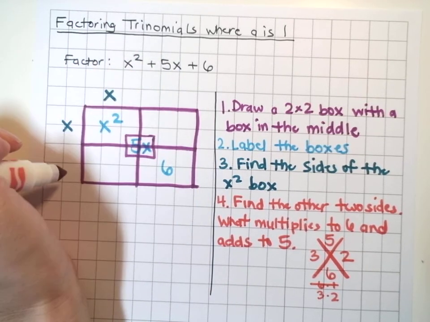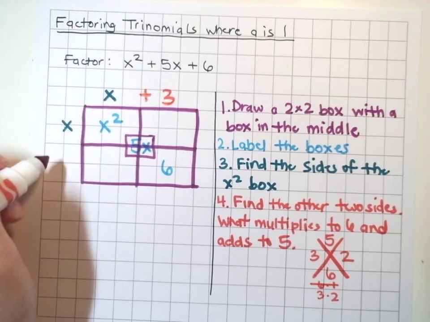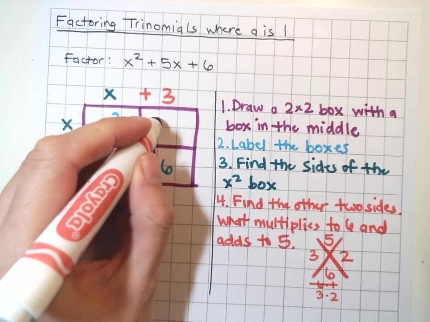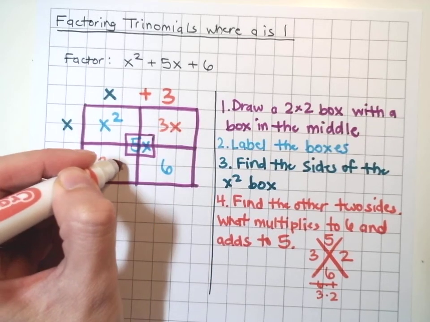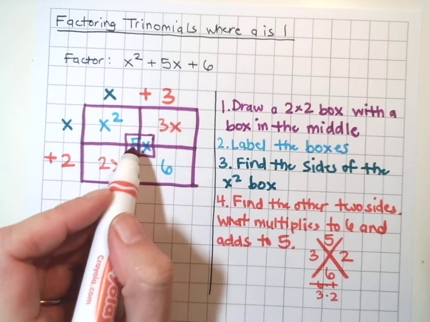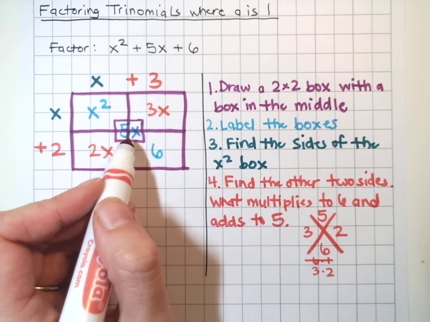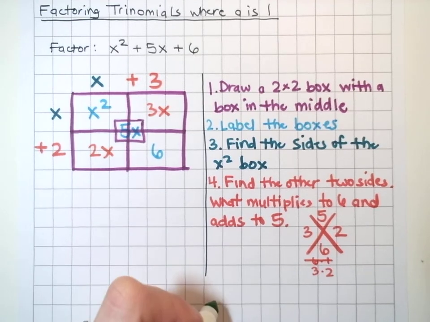And it doesn't matter where we put it. So I'll put the plus 3 here and the plus 2 here. And let's check. X times 3 gives us 3x, and 2 times x gives us 2x. So these two boxes should combine to give you this, and it does. So we factored correctly, and so our last step is to just write the factors.